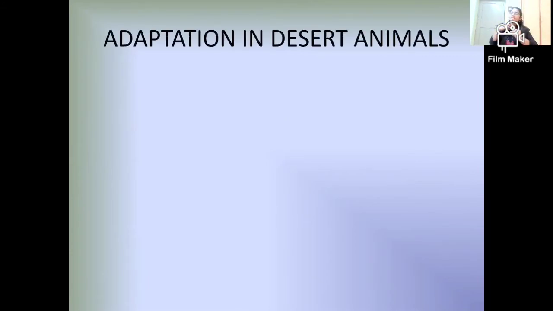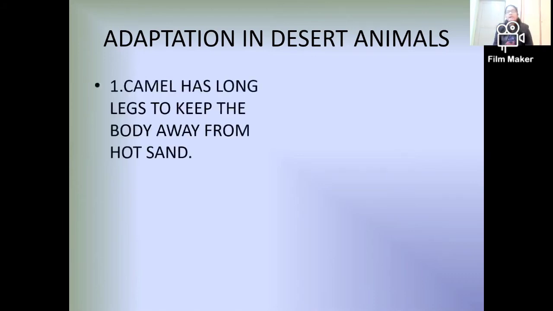Now let's learn about adaptation in desert animals. Now we are done with the plants. Let's learn about animals. First, who lives in the desert? First thing, when you think of desert animals, you think of the camel. What else could be in the desert? Not only camels, we even have snakes and rats in the desert.